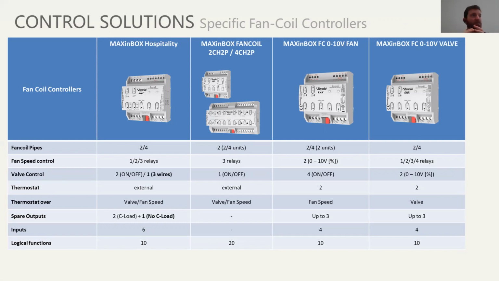And then we've got the Maxim Box Fan Coil 0 to 10 volt fan and the 0 to 10 volt valve. The main difference being that the 0 to 10 volt fan is meant to control the fan speed with the 0 to 10 volt output. So it would be a 2 or 4 pipes fan coil controller, and it can control the fan speed with a 0 to 10 volt control.